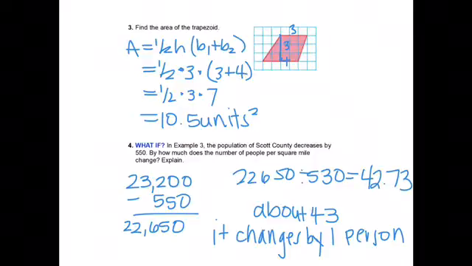So for question 3, if you did it correctly, you should get 10.5 units squared. My two bases were 3 and 4. My height was 3. Number 4, they changed the population of Scott County by decreasing it by 550. So if I subtract 550, my new population was 22,650. When I divide that by my area, this time I get 42.73, continue, which rounds to about 43 people per square mile. But that's not what it asks. It asks how much does it change. So last time we got about 44 people per square mile. So it changes by 1 person per square mile.